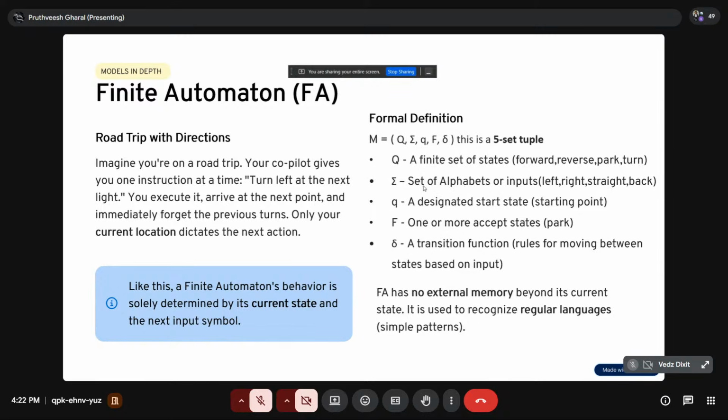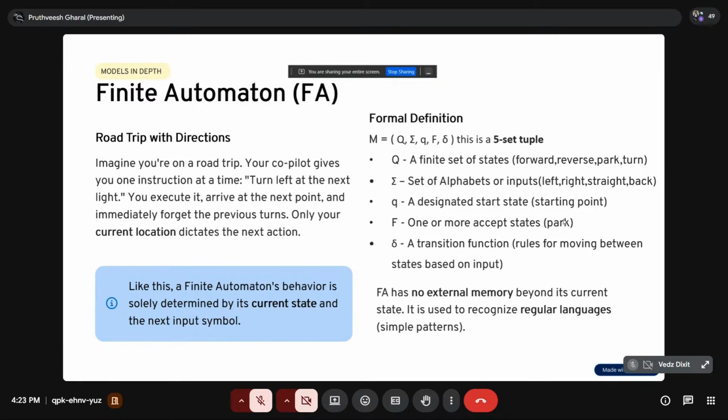Next is Q, a designated start state or a starting point. Now can anybody answer, whenever you sit in a car, what is the start state of that? What is the start state of the driver of the car? Whenever you sit on the driver's seat, what state is the car in? So the car is in park state. It is as simple as that. Whenever you sit in a car, it is in a park state.